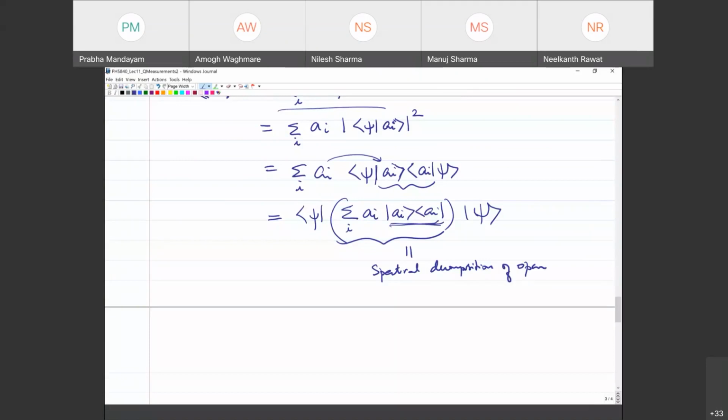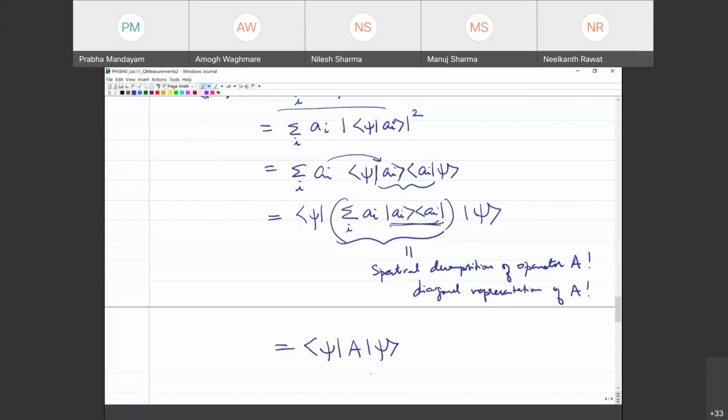Right? Remember, we said that A can be written in terms of its eigenvalues and projectors onto the corresponding eigenstates, and those are nothing but this, right? So this is nothing but a representation of operator A. It's, as someone said, the diagonal representation of operator A, right? So then this is nothing but ⟨psi|A|psi⟩.